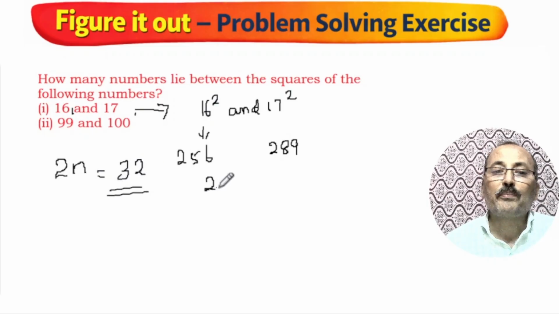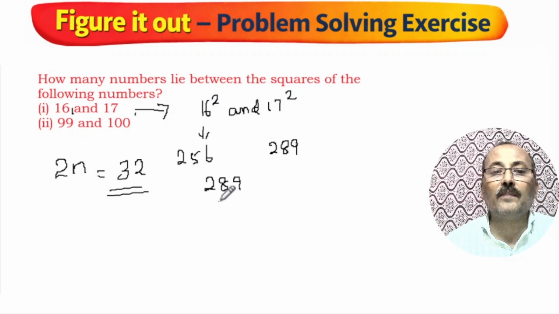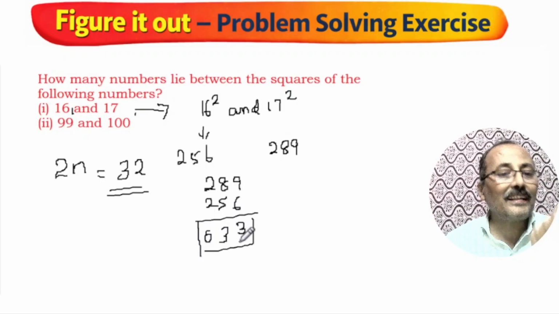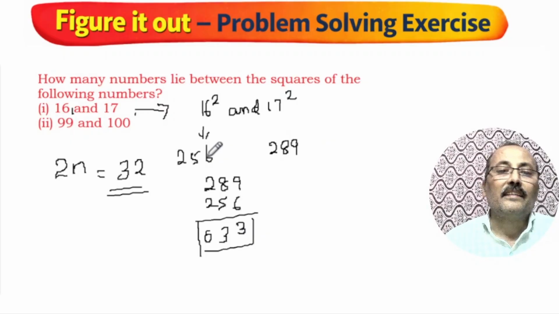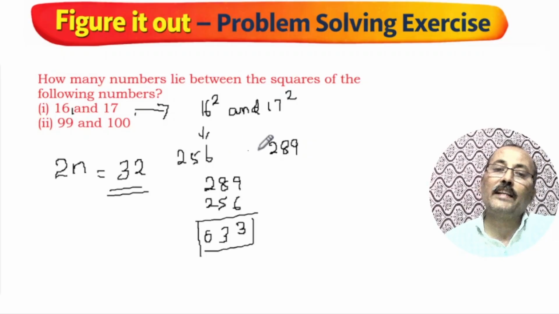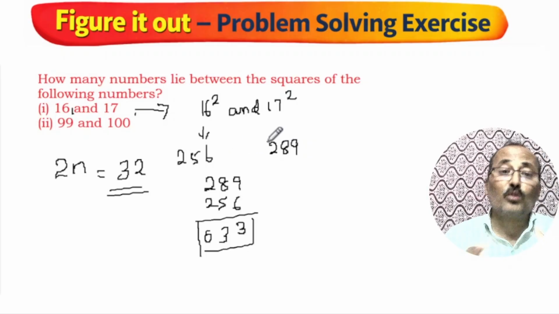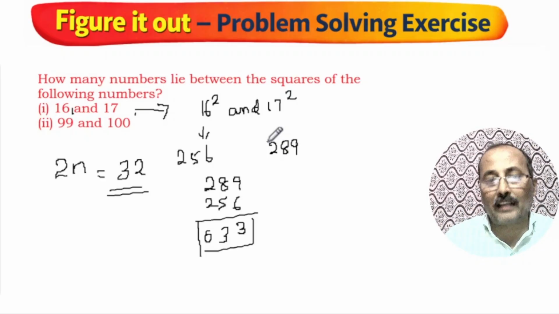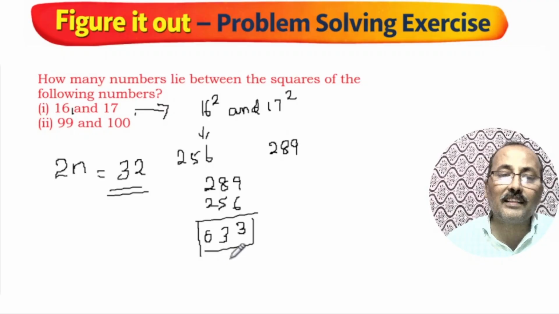You can also subtract 256 from 289. If you subtract, 33 numbers will come. Why? Because while subtracting there is a practical difficulty: 289 is included. From 289 you subtract 256, but 289 is where you are ending. Here they are asking only the numbers in between, starting from 257 and going up to 288, not 289. So the between numbers are not 33.